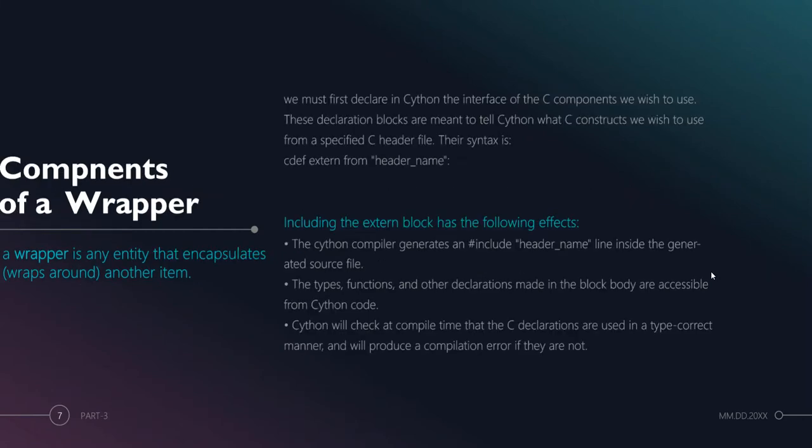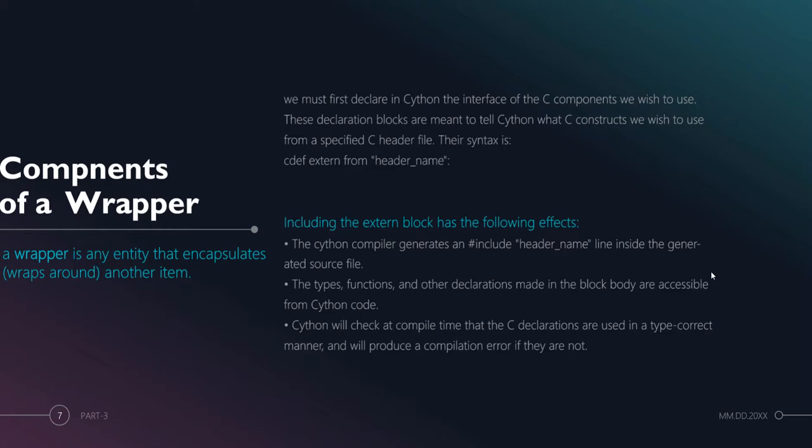In order to understand how to create a wrapper, we need to understand a few basics about it. The first thing that we must do is declare in Cython the interface of the C components we wish to use. These declaration blocks are meant to tell Cython what C constructs we wish to use from a specified C header file. The syntax is like cdef extern from header_name.